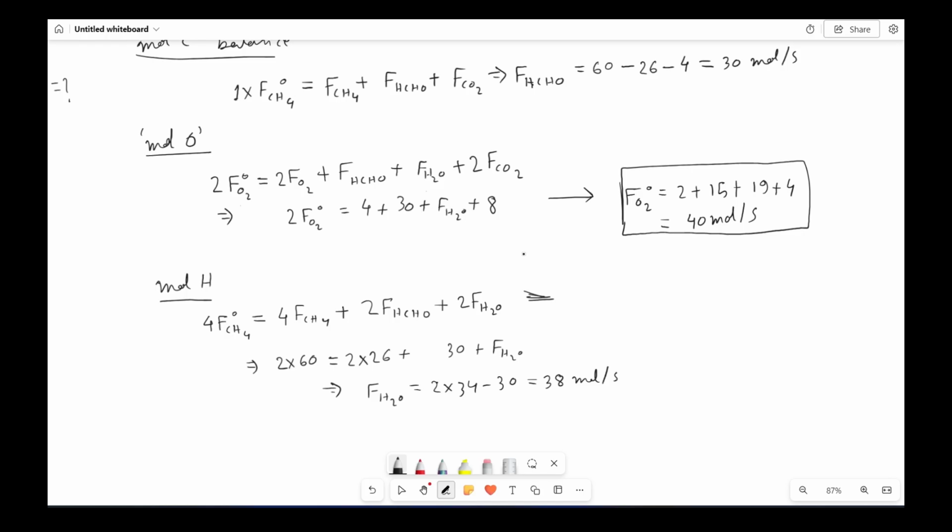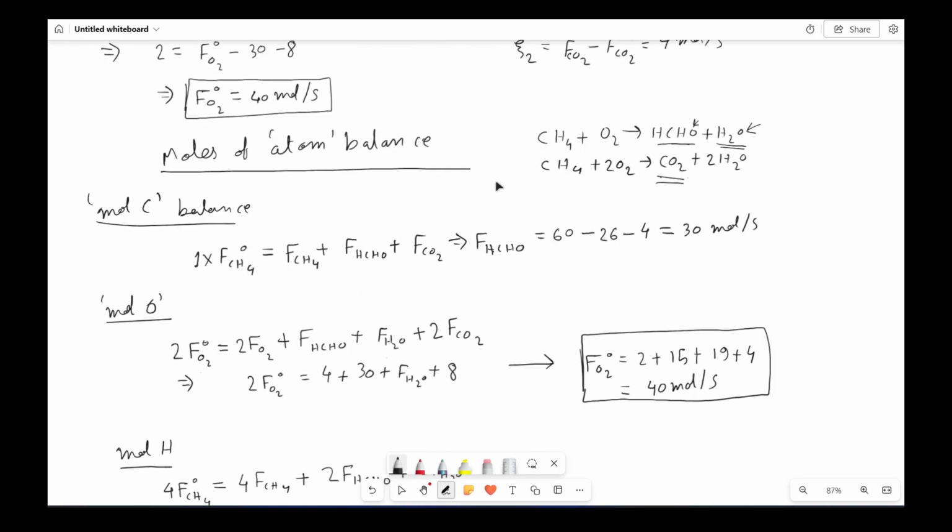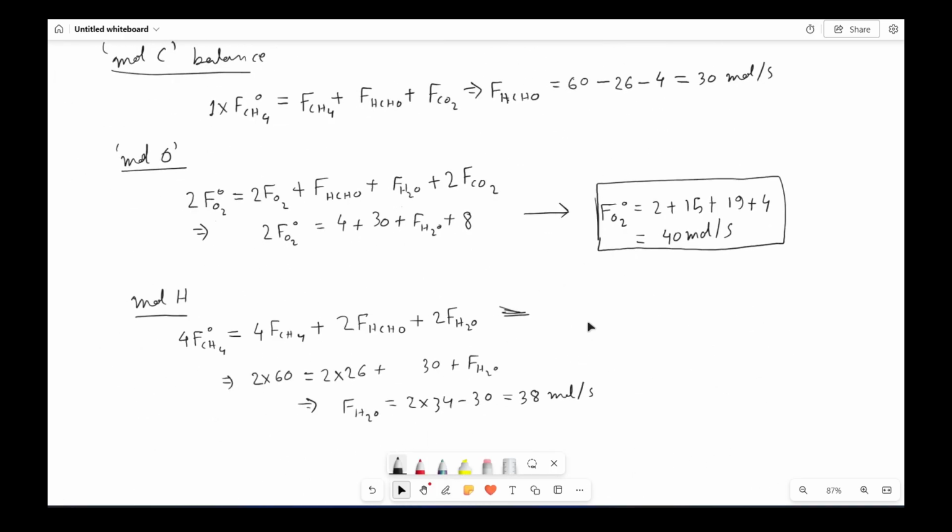40 moles per second, but this method is more tedious. You have to write an atom balance for each species. This will be helpful if there are multiple reactions, but for single or two reactions, writing a balance for each atom may be difficult. So this is one way of doing. These are the two ways of doing it: by using extent of reaction, which is done very quickly, and by using moles of atom balance. So we will proceed to the next question.